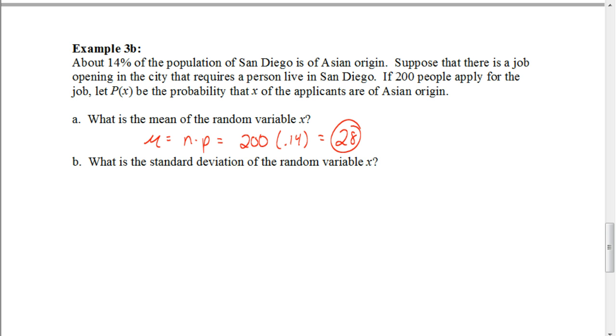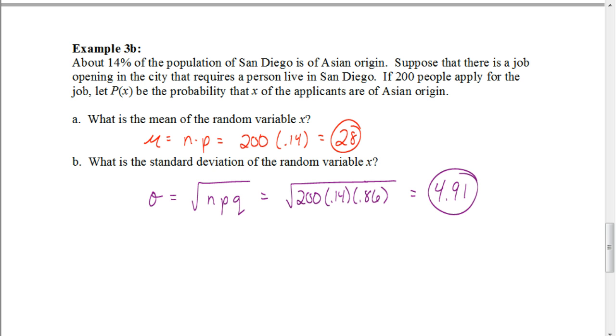To find the standard deviation, remember to do that, we take the square root of n times p times q. In this case, again, n is going to be 200. P, our probability of a success, would be 0.14. The probability of a failure then would be 1 minus 0.14, which gives you 0.86. So we would take 200 times 0.14 times 0.86. Do that on your calculator. You should have gotten 4.91 approximately as your answer.